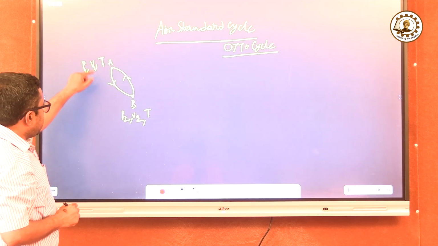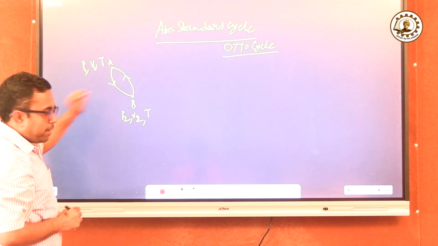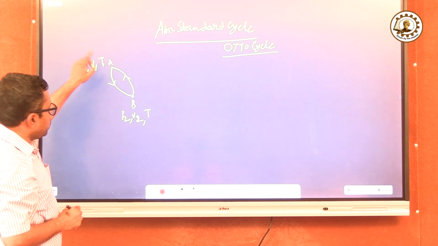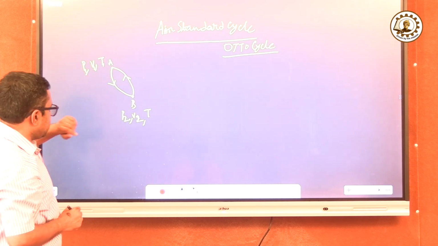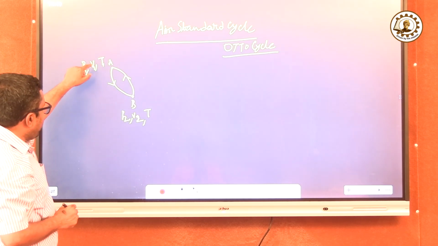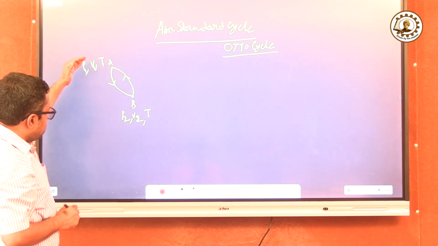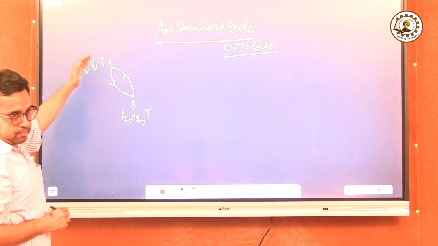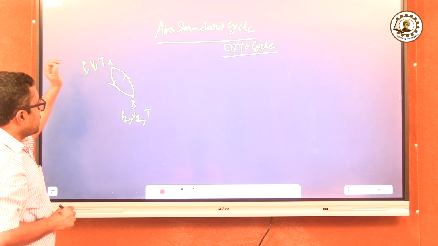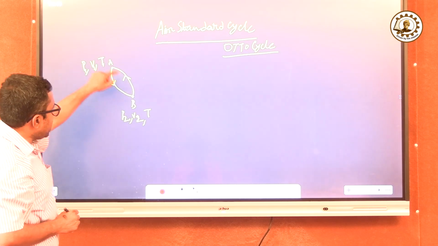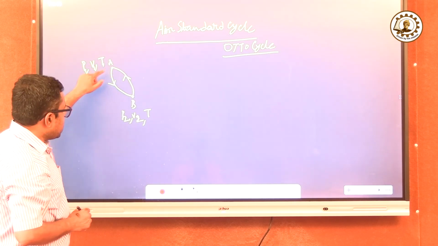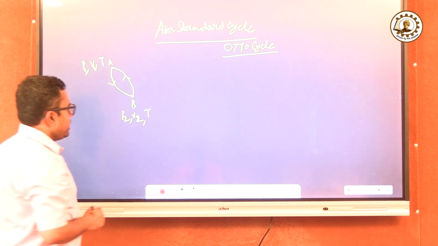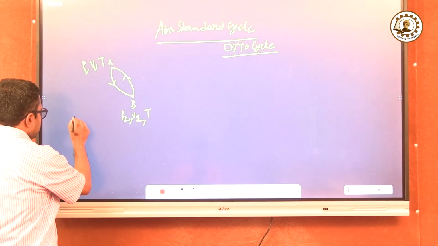Here we go from A to B and then go back from B to A through this path. Whenever we go back, the thermodynamic properties are the same, that is P1, V1, T1. Now this constructs a reversible cycle. Similarly, it may be like that.